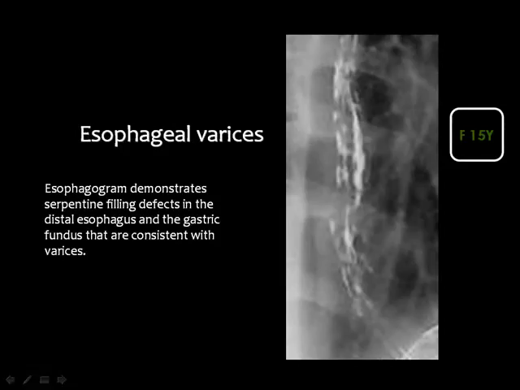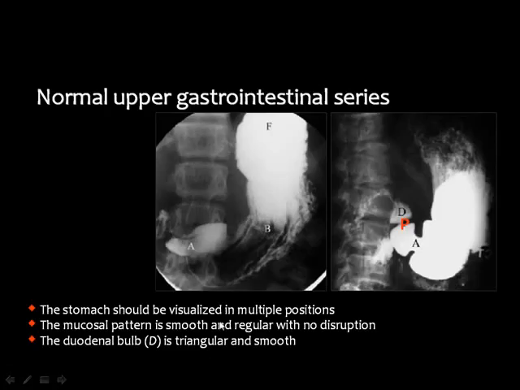resulting in a more or less patent lumen. And this is a simple example of esophageal varices, which appear as worm-like filling defects along the course of the esophagus in patients with portal hypertension.